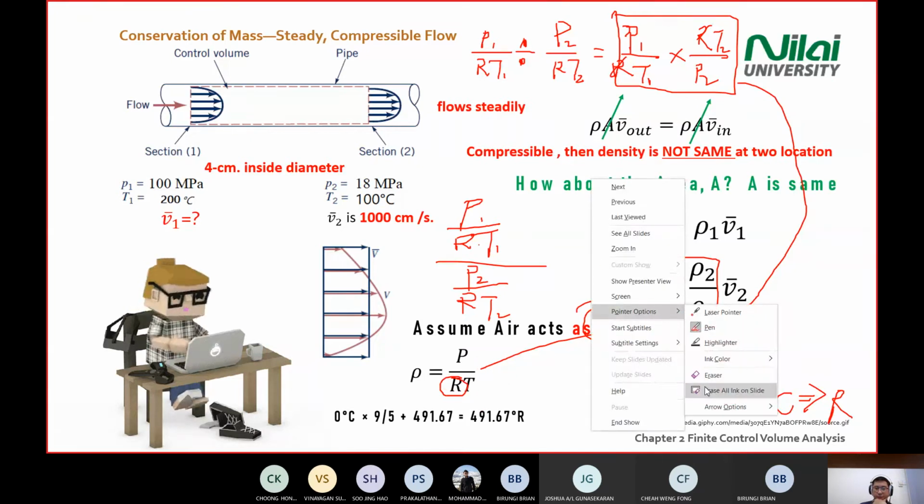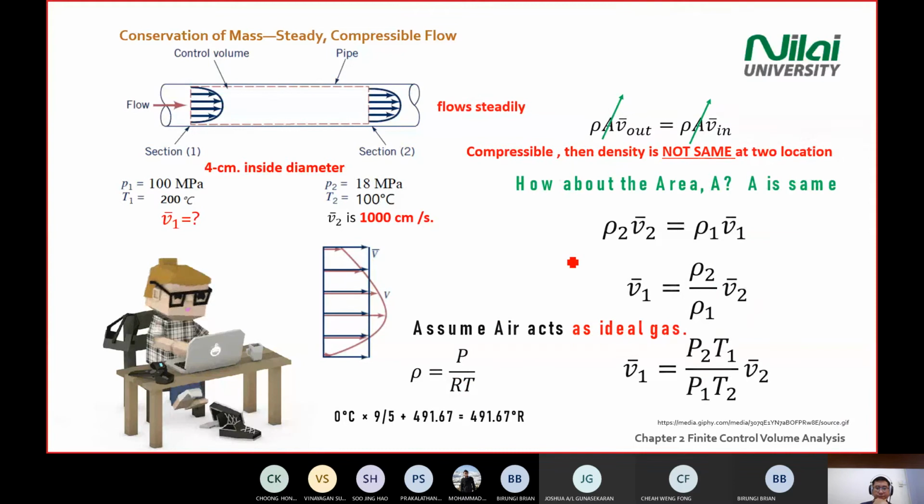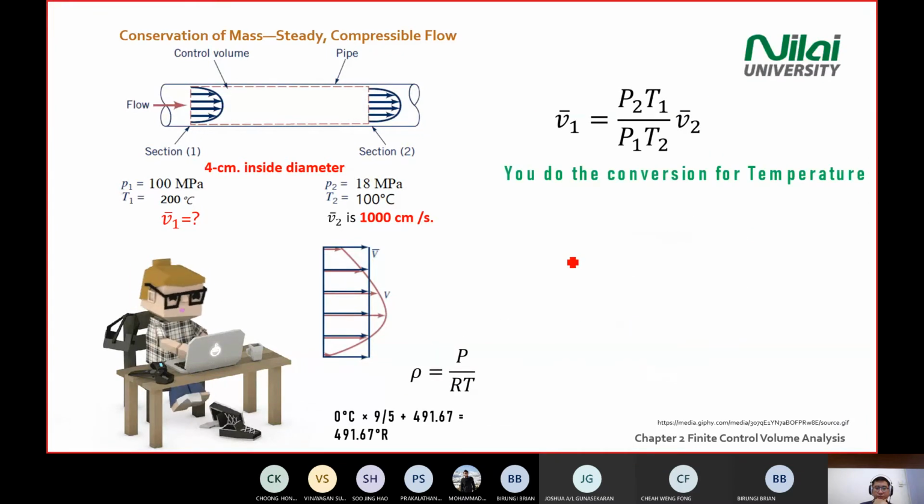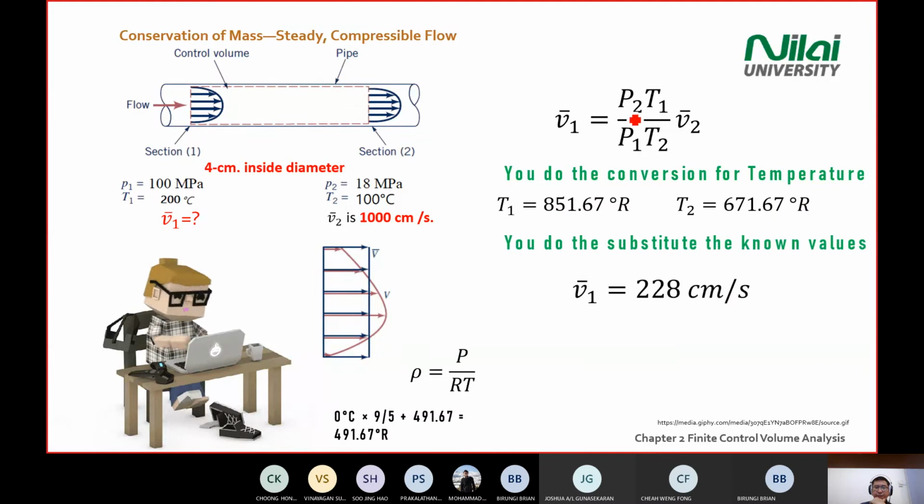Okay, let's clear this one. Right, again, the conversion for temperature. So T1, you get this value, T2 get this value. Then you substitute all the values, you get V1 equal to 228 centimeters per second. All right, centimeters per second.